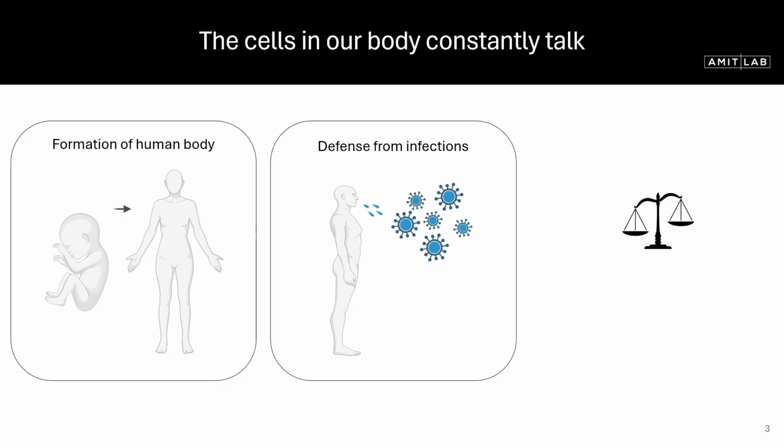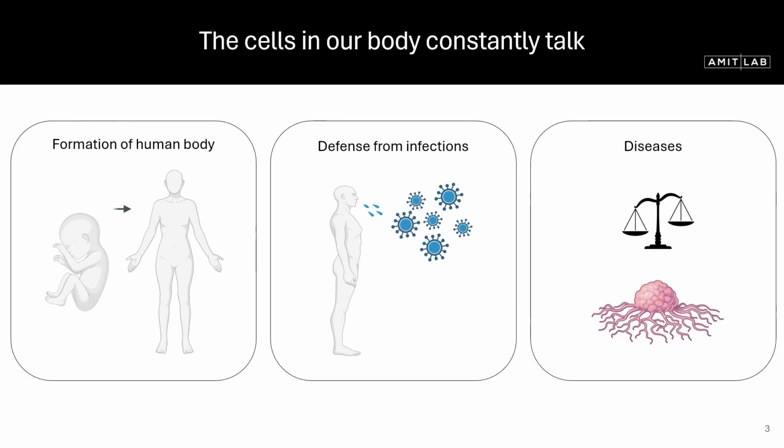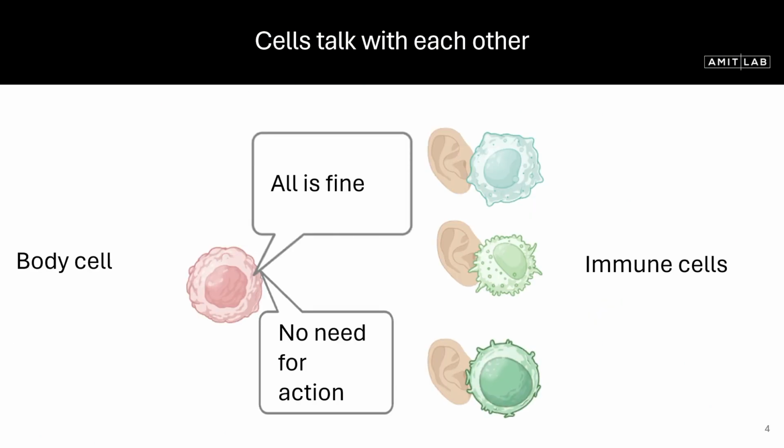So if somebody here in the room would sneeze, then the immune cells in the other participants here would need to communicate to each other how to defend the body from this virus that is in the room. If cellular communication gets out of balance, this can lead to the occurrence of diseases, such as, for instance, cancer or also autoimmune diseases. In normal states in the body cells would tell the immune cells, all is fine, you don't need to do anything.